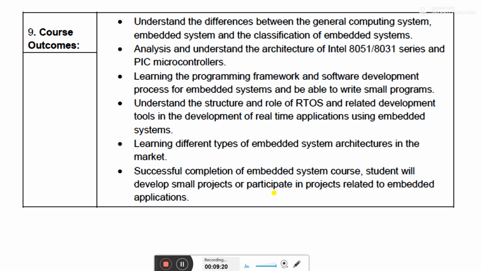Learning different types of embedded system architectures in the market, and on successful completion of the embedded system course, the student will develop small projects or participate in projects that relate to embedded system applications. We will find what the applications of embedded systems are, and how we can learn these things. So that's all about the course outcomes.